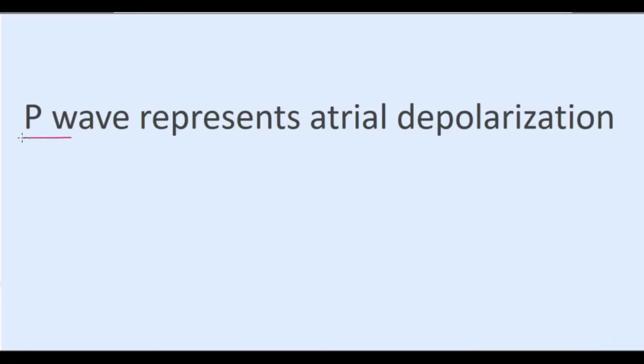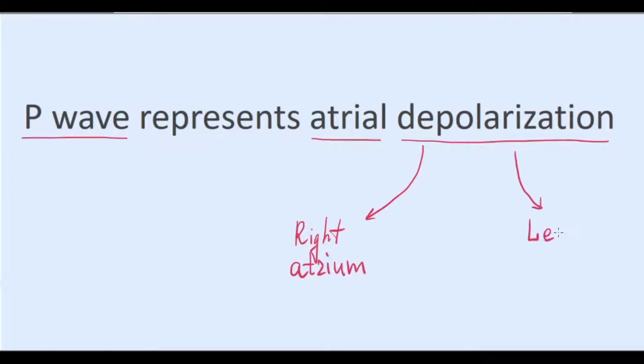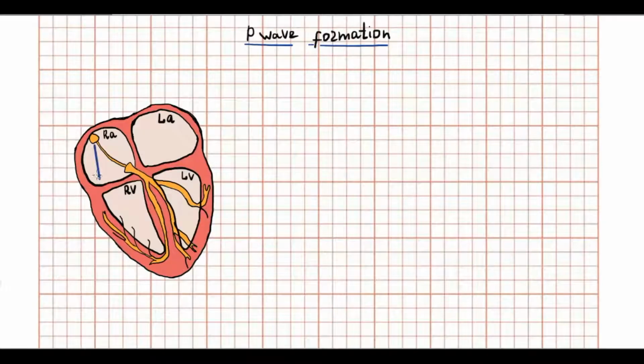The P wave represents atrial depolarization. P wave consists of two parts: depolarization of the right atrium and depolarization of the left atrium. Firstly, depolarization covers the right atrium because the sinus rhythm is located here. The left atrium depolarization starts later, after the beginning of right atrium depolarization. Together it forms the P wave.